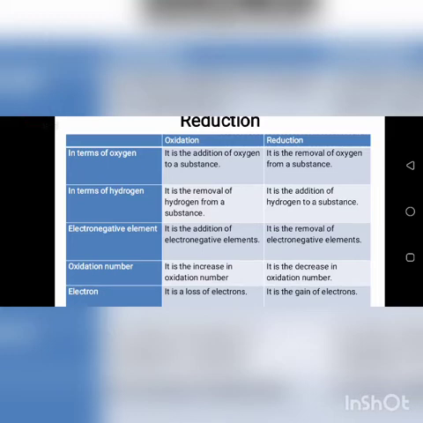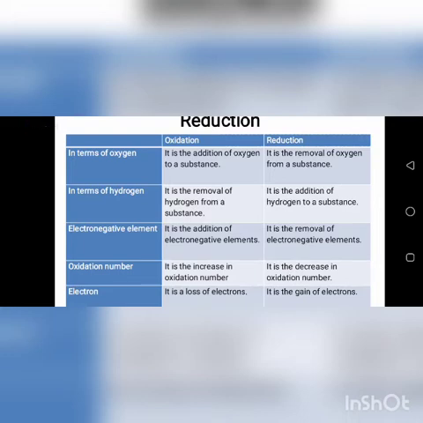Now, the definition of oxidation and reduction in terms of hydrogen. Oxidation is the removal of hydrogen from a substance. When hydrogen is being removed from a substance, that particular substance is undergoing oxidation, while reduction is the addition of hydrogen to a substance. So they are opposing reactions.